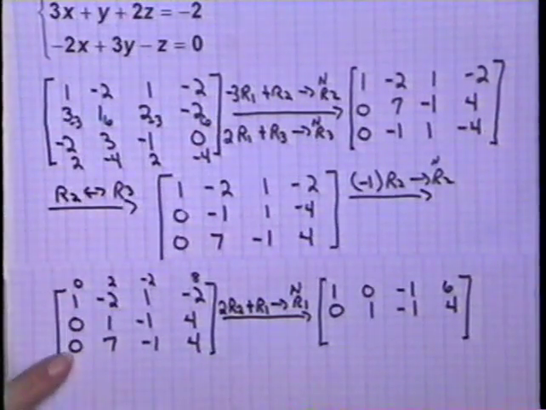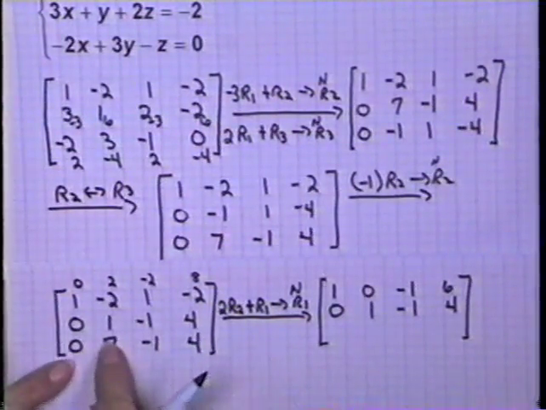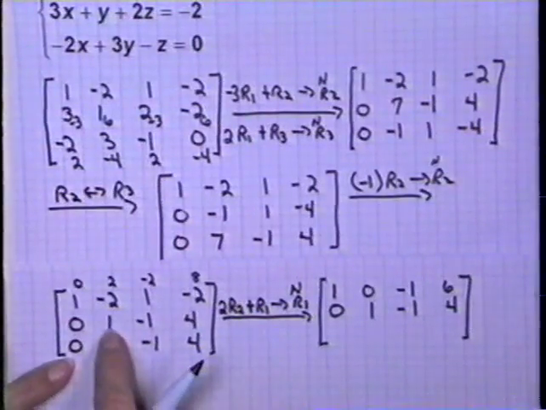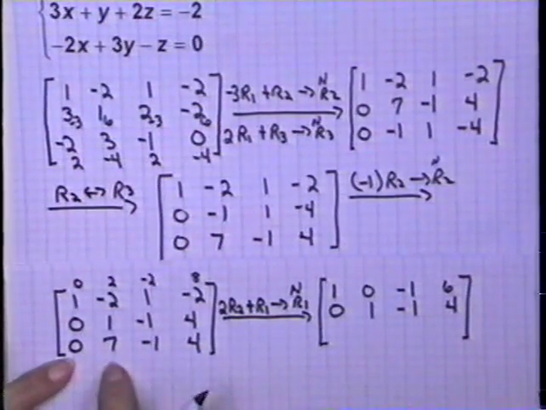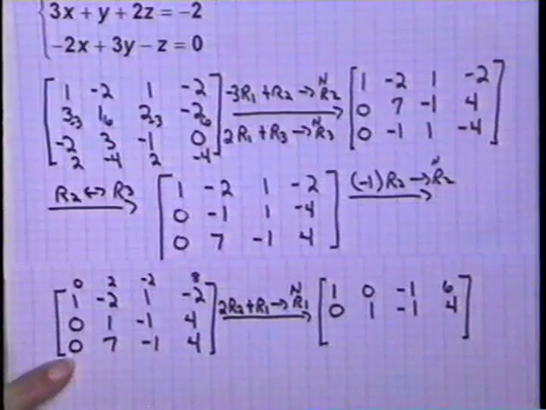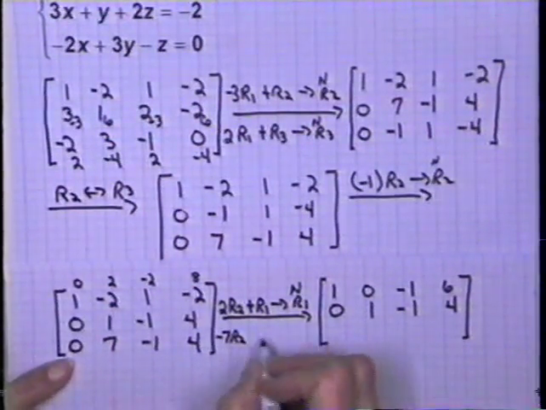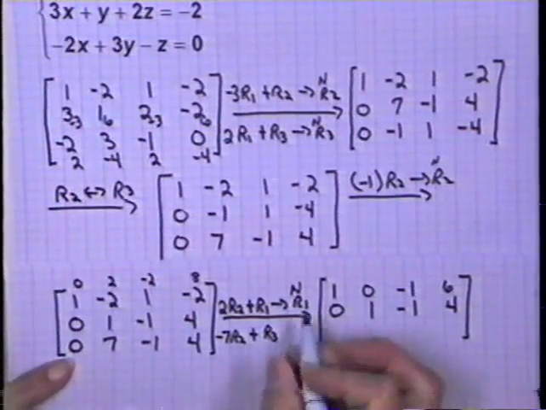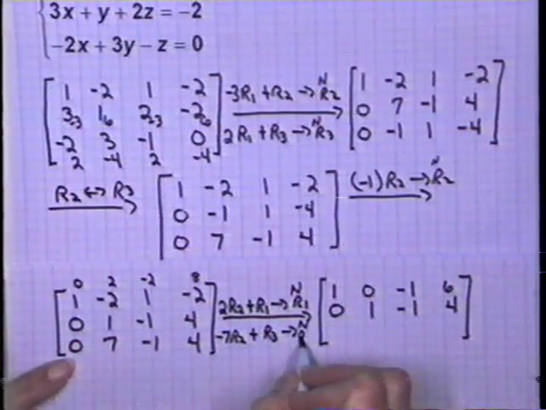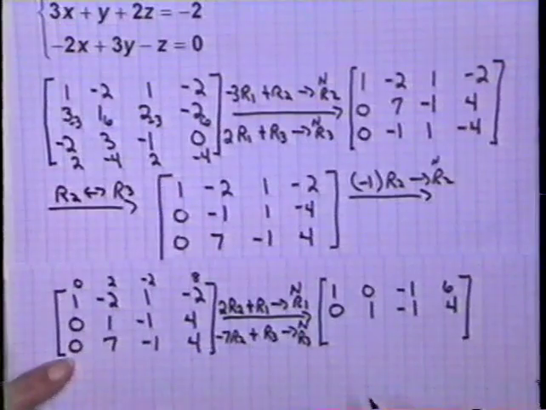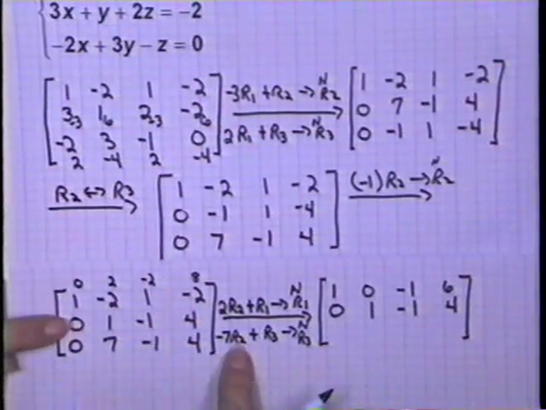Okay? Now, while I'm here, I also want to get a 0 down here. How will I accomplish that? 1 times what added to 7 will give me 0. I need to multiply that by negative 7, don't I? So negative 7 times row 2 is going to be added to row number 3. That's going to become my new row number 3. Okay, so we're multiplying negative 7 times row 2.